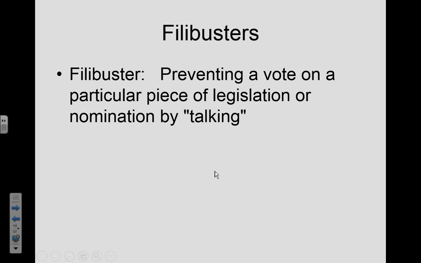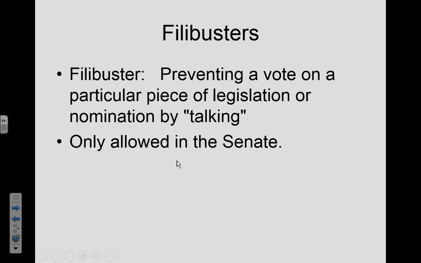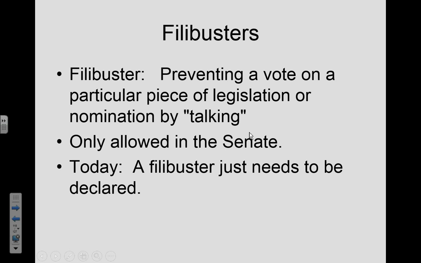Okay, now if you have one or two people, you aren't going to be able to filibuster a bill successfully. Okay, so let's say you talk for 15 hours and the other person talks for 15 hours. All right, so you delayed the bill for 30 hours, but they'll still vote on it. But if you have enough people, theoretically, you could talk for a very long period of time and delay a vote on the bill, maybe long enough that the side who has a majority says, the heck with it, we'll just table this. Now, it's only allowed in the Senate, but we should know that the filibuster rules have changed. Today, a filibuster just needs to be declared.